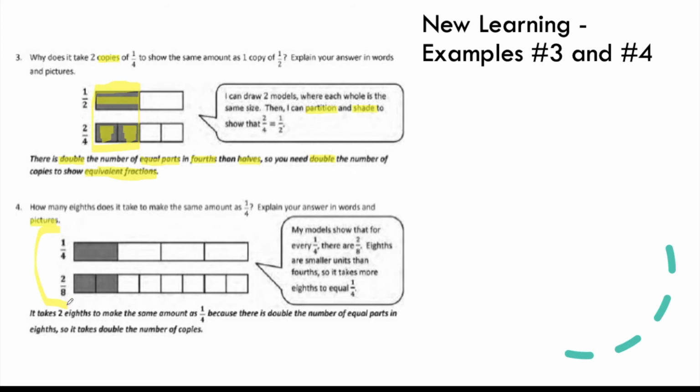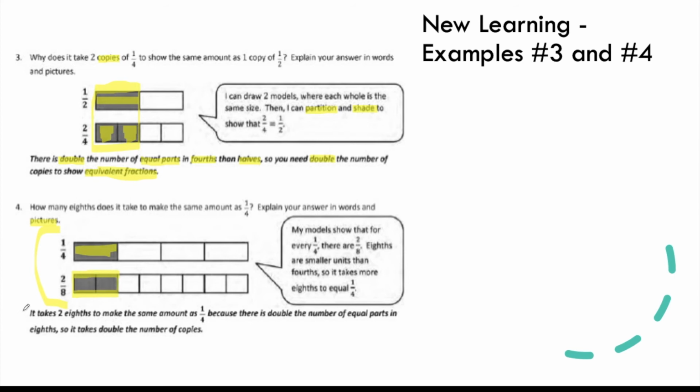So let's see what they thought. They said, my models show that for every 1/4, there are 2 eighths, right? Here's 1/4. Here are 2 eighths. Okay. Eighths are smaller units than fourths. Absolutely. So it takes more eighths to equal 1/4. So I need more of these to equal this because they're smaller units. I'm sharing with more people.